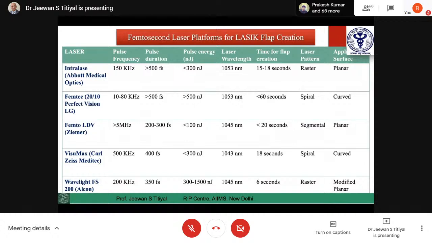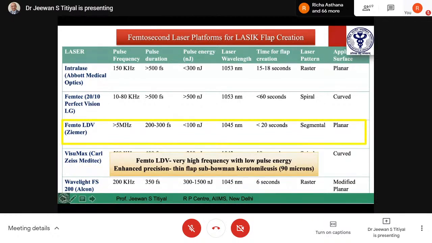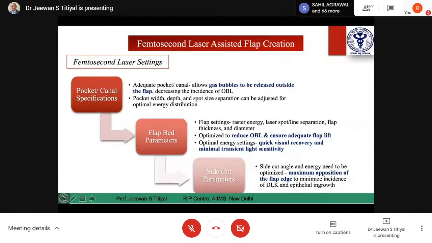These are various femtosecond laser platforms available. Beautifully done by Dr. Manpreet Kaur. This slide, it's very difficult to have these type of tables prepared. Commonly you can see Intralase, which is a 150 kilohertz machine. But if you see Visumax, we use a 500 kilohertz system, Wavelight a 200 kilohertz system. But one of the highest frequency lasers is Femto LDV or GMR. That is a 5 megahertz system. That gives you very high frequency, low pulse energy. Therefore, you can create sub 90 micron flaps also with this laser.